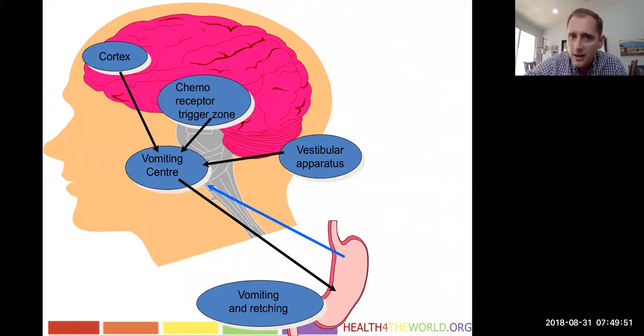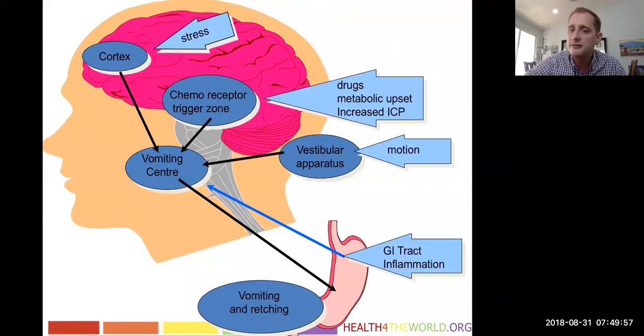So I highlight all of these, not just to review what we learned in medical school, but because the next thing is to think about what affects these and which receptors are involved. Like we were just mentioning, stress can impact the cortex. Drugs, metabolic upset, or increased intracranial pressure, again think more toxins, affect the chemoreceptor trigger zone. And then the vestibular apparatus, like we were saying, more motion. And then finally, GI tract inflammation.